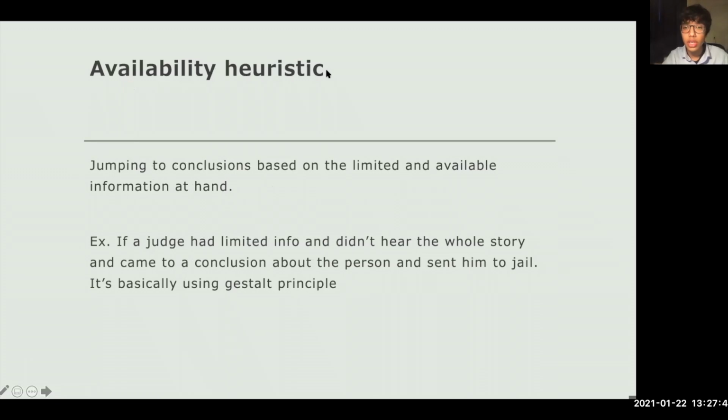The next one is availability heuristic. So this one is about jumping to conclusions based on limited and available information. So when you don't have the whole picture, but you're still making decisions and solutions and coming to conclusions based on that small information that you do have. For example, a judge who had limited information and didn't hear the whole story came to a conclusion about a person and sent him to jail.